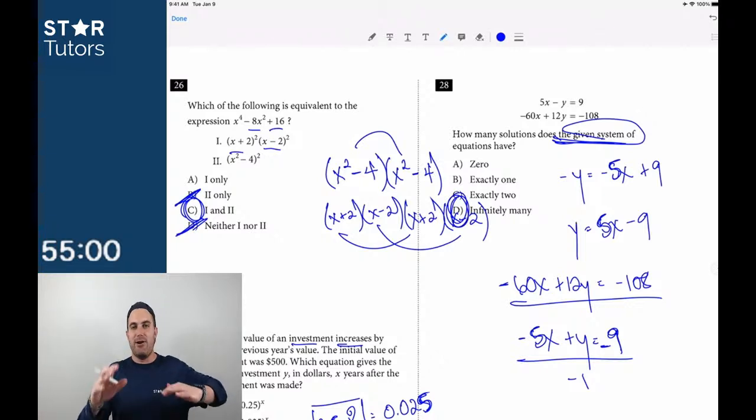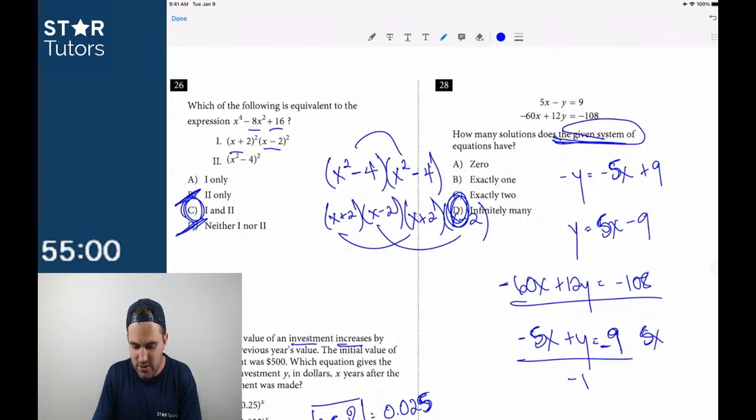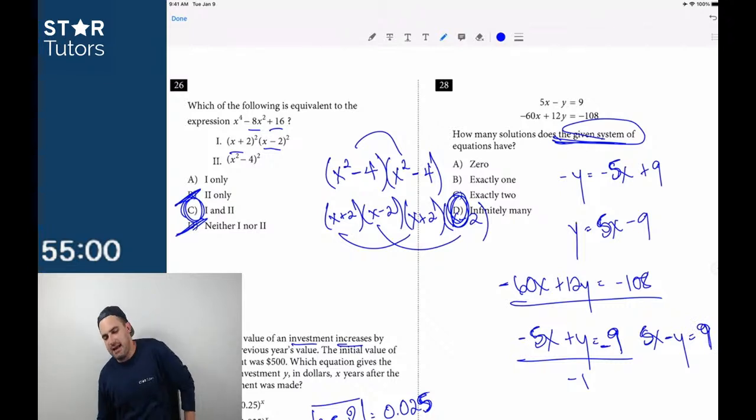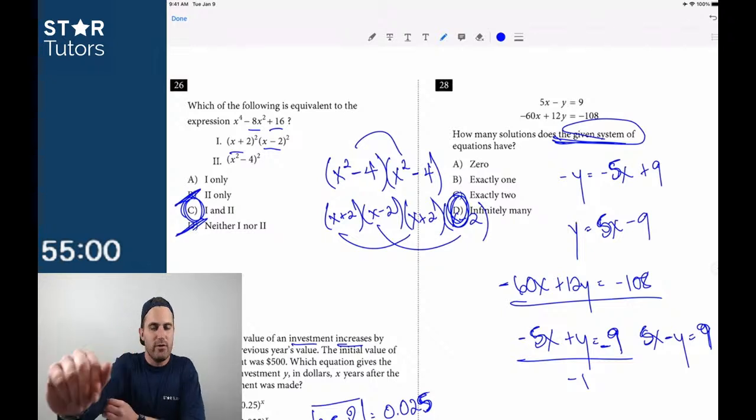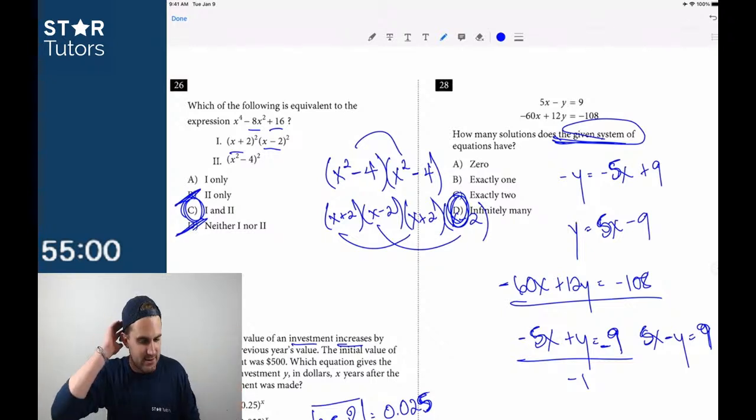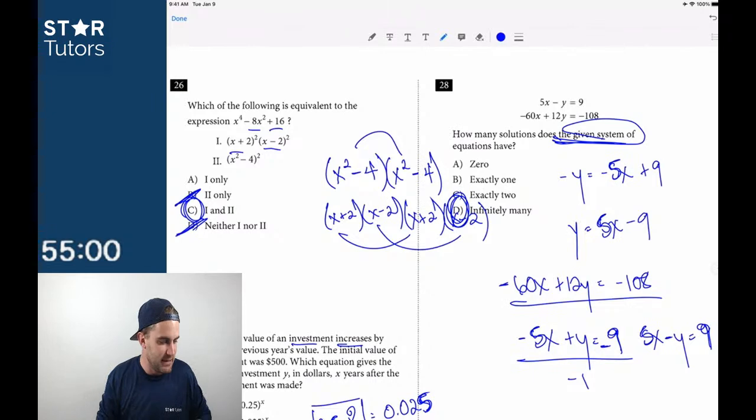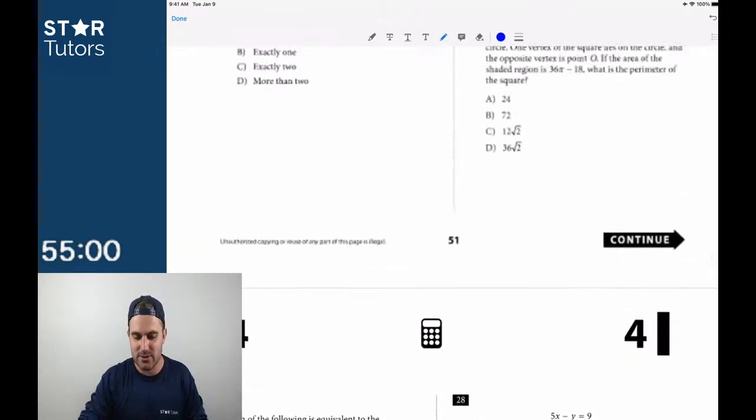D for 28. I know I was a little over there, but this is going to end up being the same equation. 5x minus y equals positive 9. Those are the same line. I should have recognized that, because if it had 0 solutions, it was parallel. I was overthinking that one the first time through. That should have been a lot easier question. So 28, I think, is going to be D. Okay, but yeah, that was a bad miss.